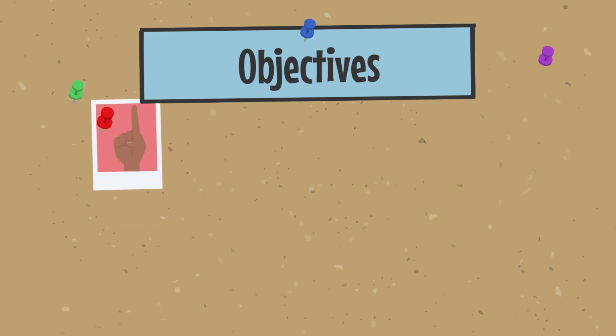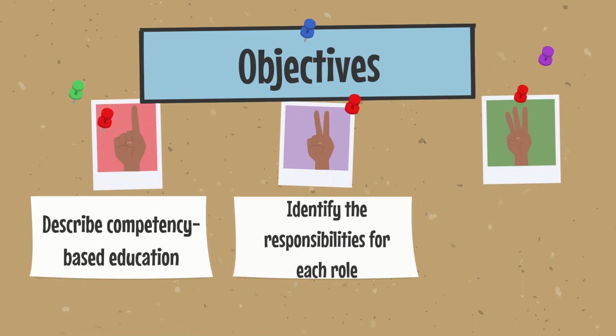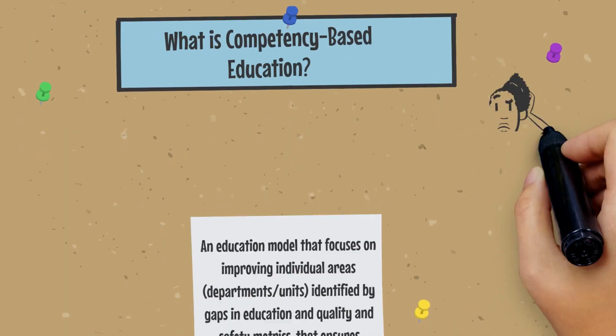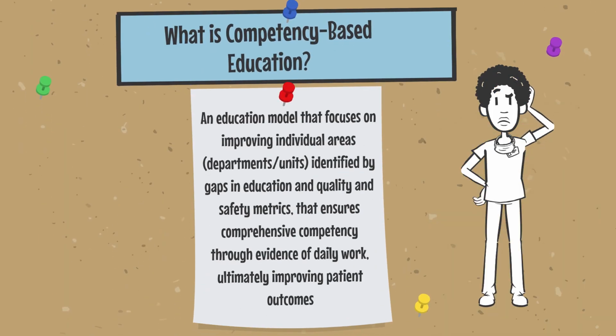During today's video, we are going to learn about competency-based education, identify the responsibilities for various roles, and discuss the process of the change to competency-based education. Competency-based education is an education model that focuses on improving individual areas, meaning departments or units, identified by gaps in education and quality and safety metrics, that ensures comprehensive competency through evidence of daily work, ultimately improving patient outcomes.